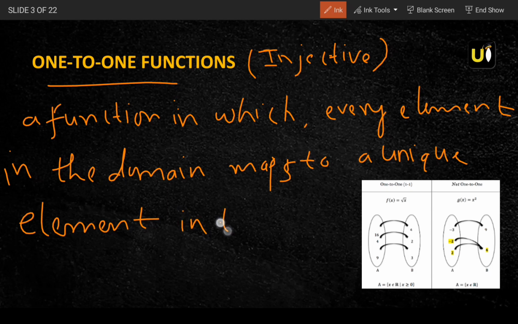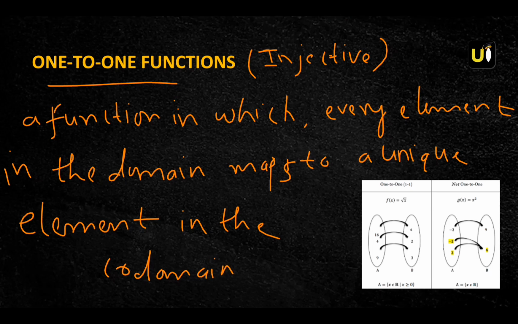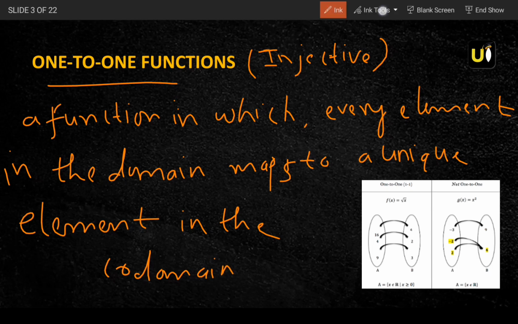Element in the codomain. See here the word uniquely. The unique. Okay, this decides whether it is a one-to-one function or not. So here every element in the domain maps to a unique element in the codomain. Okay, let's see few examples to understand it better.